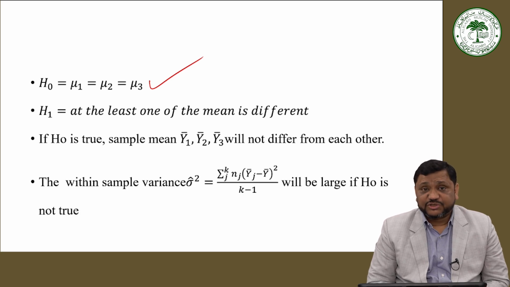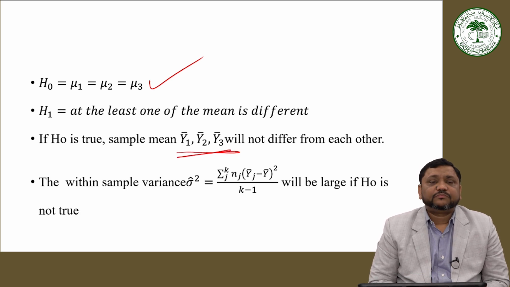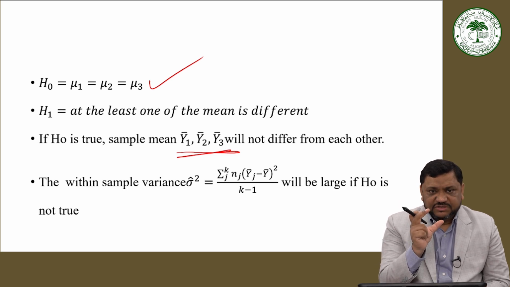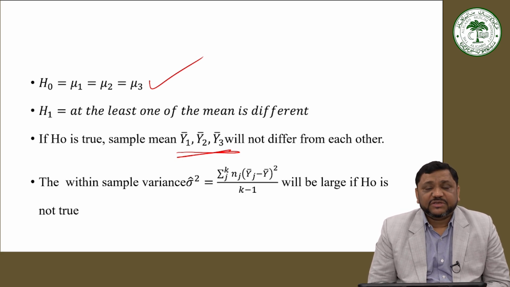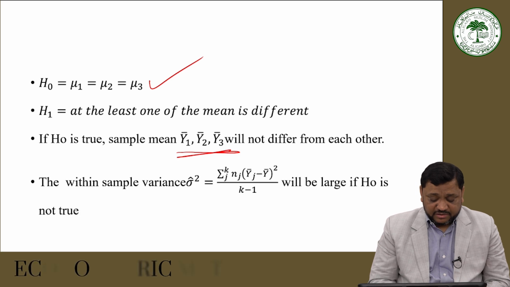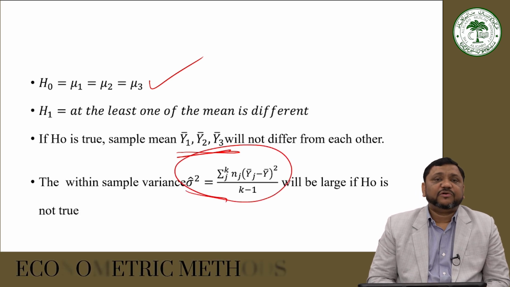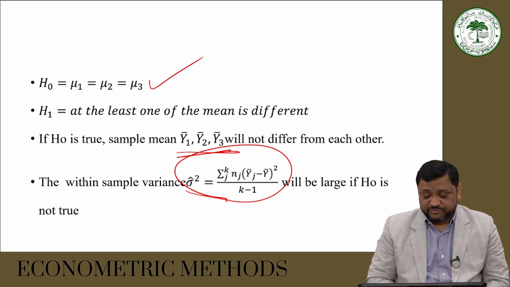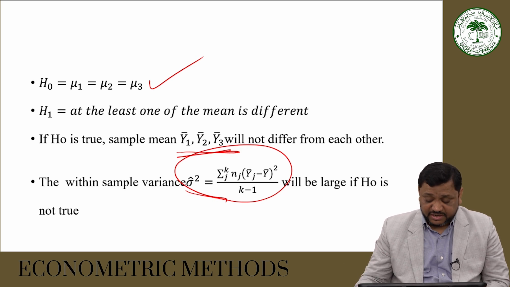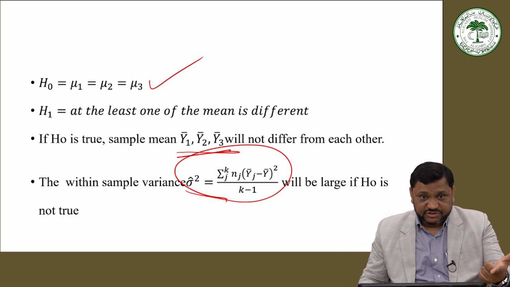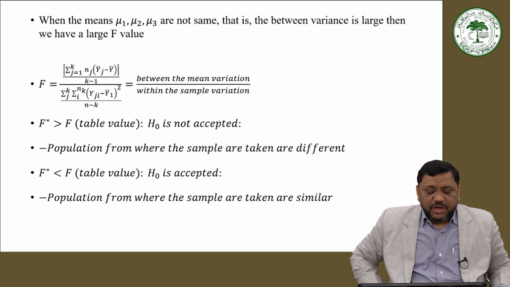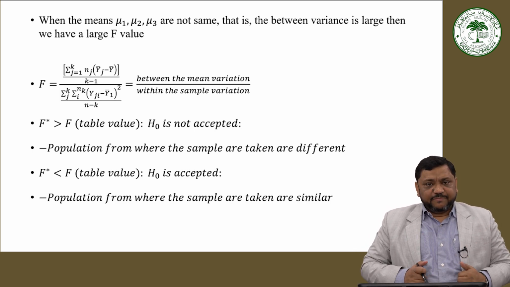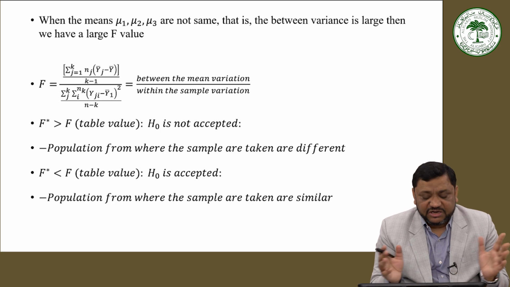If your null hypothesis is true, it means the mean of the first series is equal to the mean of the second series is equal to the mean of the third series. That is, the mean of y1 is equal to y2 is equal to y3. And the within sample variance we calculated by nj times (yj bar minus y bar for the whole mean) whole square, divided by k minus 1, and it will be very large if your null hypothesis is rejected. So when the means are not same, that is the variance is larger, then we have a large f value.